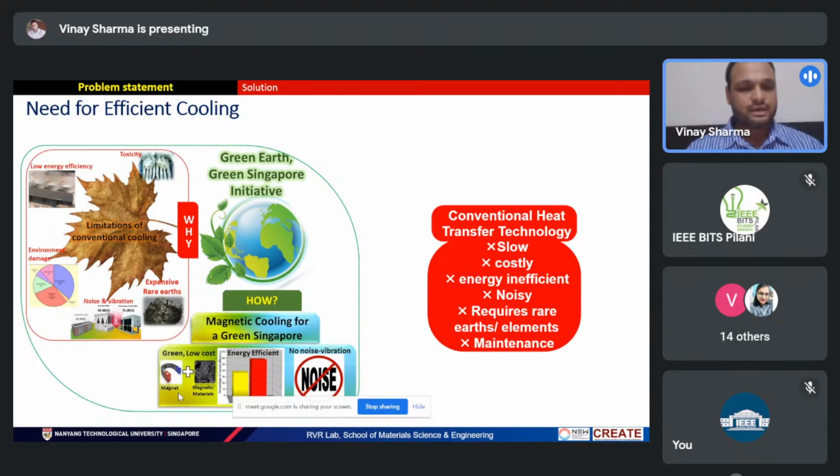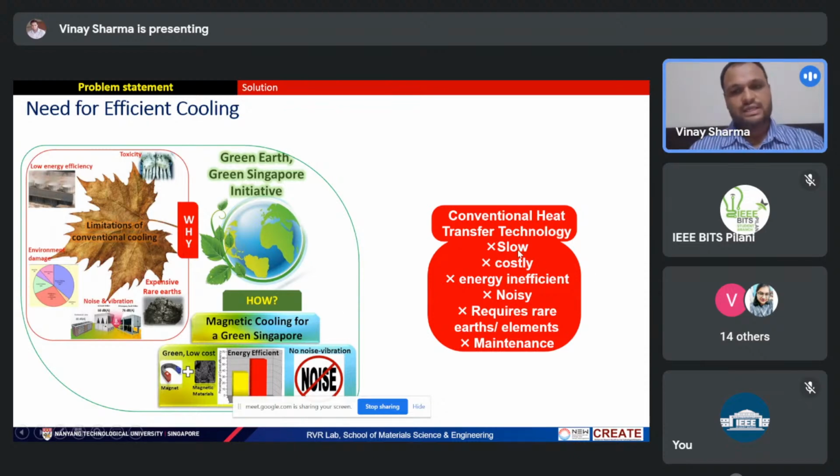When it's cooling down, we can extract this heat and use the material as a cooling device, whether in air conditioners or in refrigerators. Compared to the other devices, these are around 50% more efficient than the conventional compressor cooling systems. And they do not have any noise and vibrations.